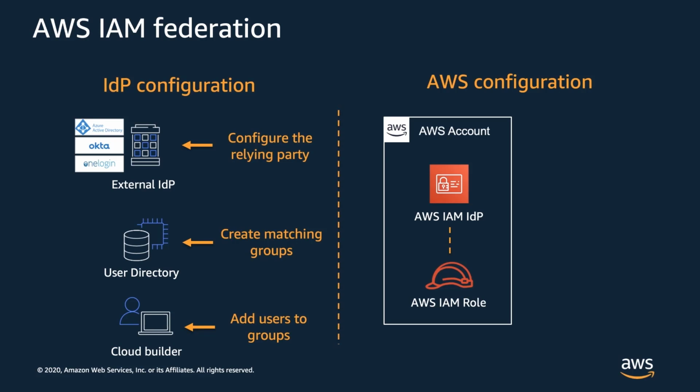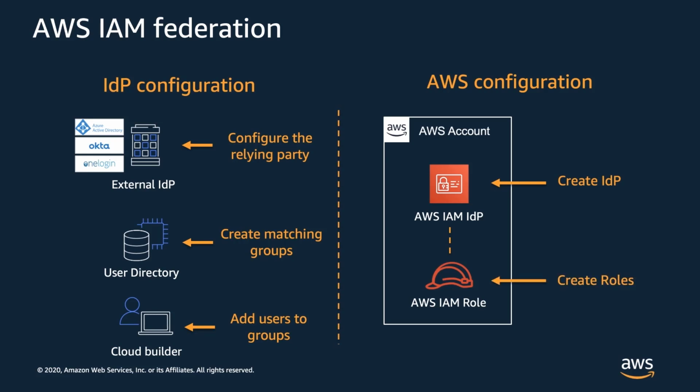On the right side, we have our AWS configuration. So this is where we would actually go and create an AWS IAM identity provider, which essentially is just informing AWS about that external identity provider and its configuration. So it's the other side of the trust. And so after we set this up, we've now established the trust on both sides between the identity provider and the service provider, which is the AWS account.